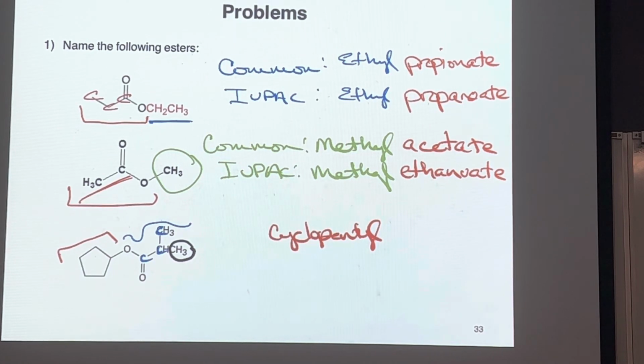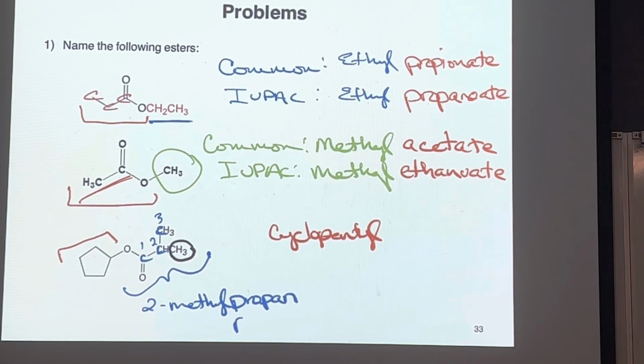And that means we're going to have this part right here. Let's do it in blue. Let me drop in here so I have more room. Okay, so this is going to be 1, 2, 3. So we're going to have 2-methylpropane or propane. Does that make sense? Sort of. Maybe. Okay. So if we are to do a IUPAC, we're going to have a cyclopentyl and then space and then 2-methylpropane what?